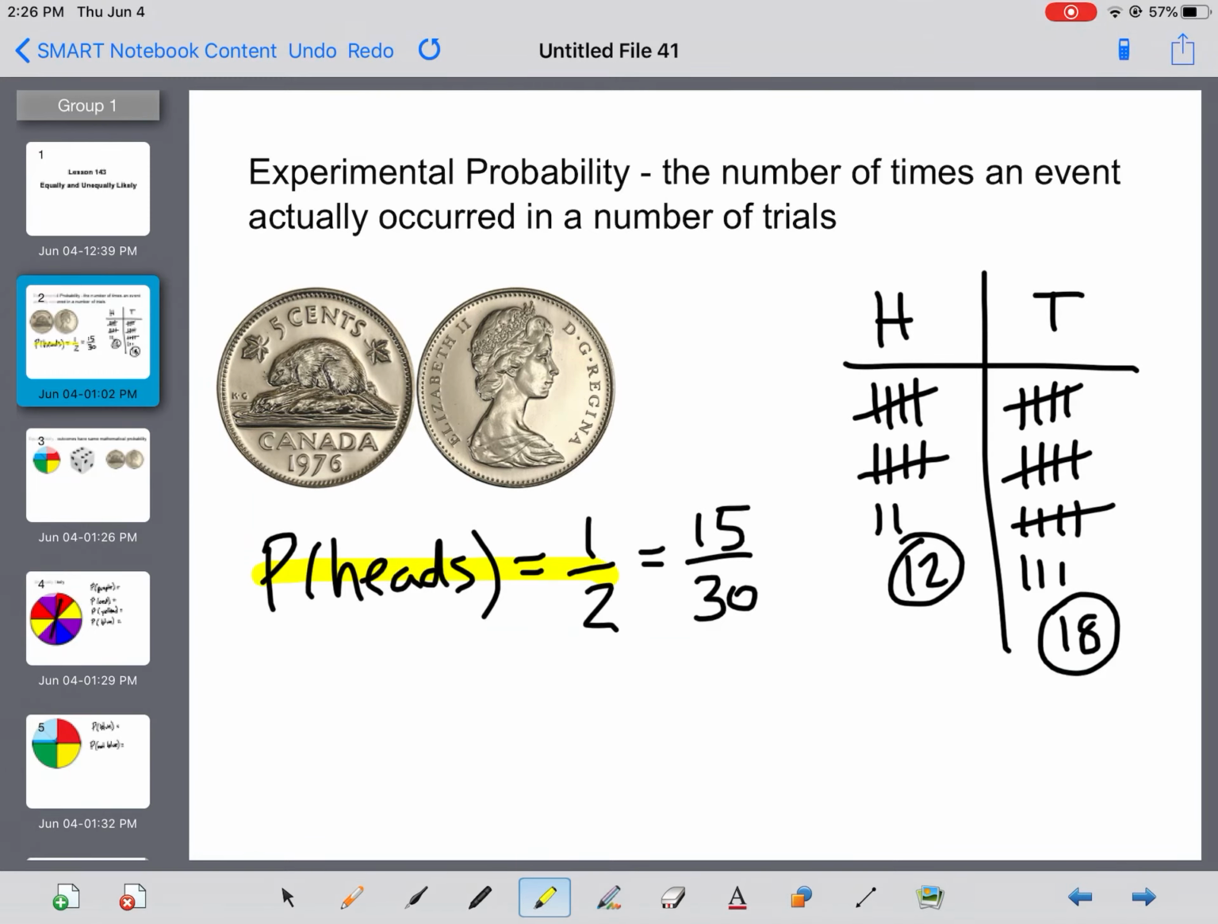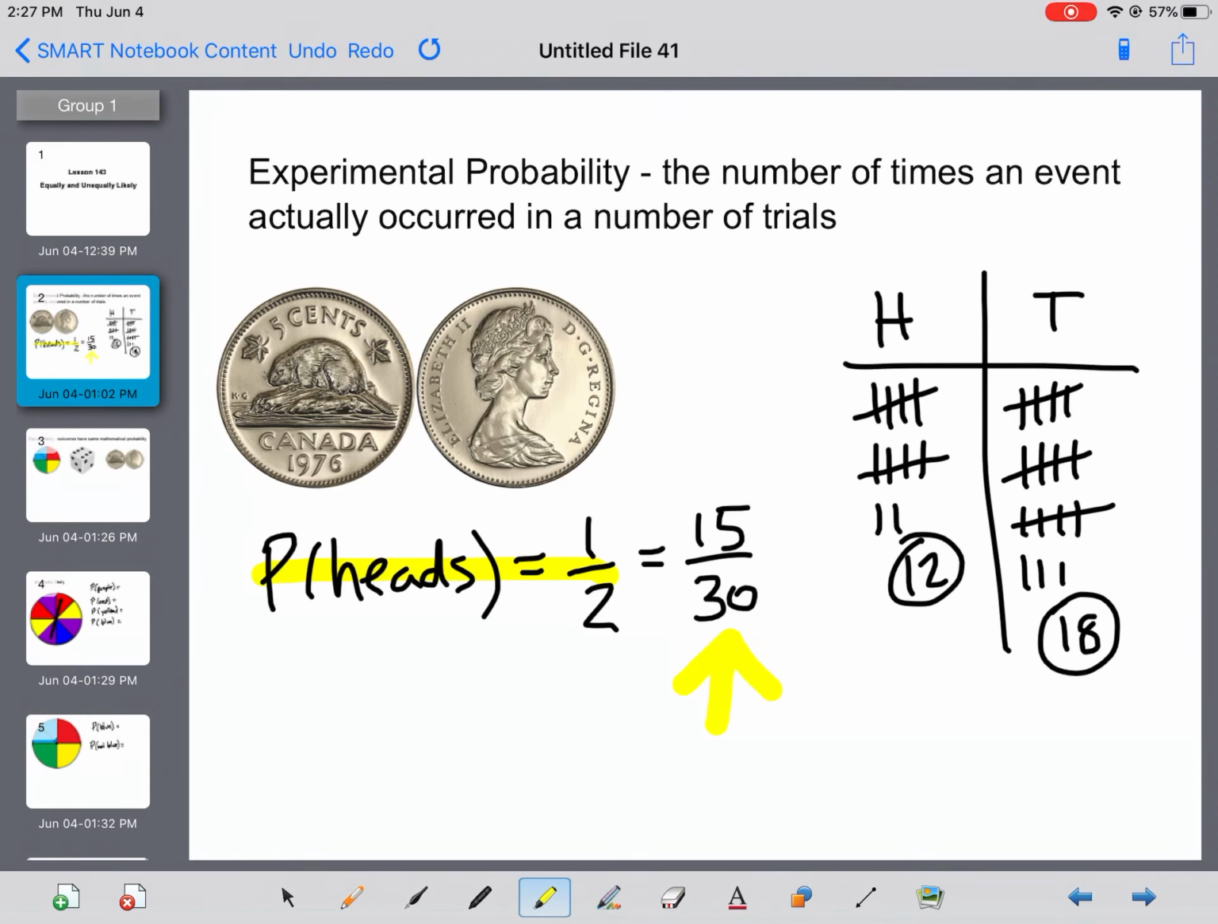And then we used that theoretical probability to predict how many times heads would occur if you flipped a coin 30 times. So you could assume, based on the theoretical probability, that if you flipped a coin 30 times, 15 of those times you would get heads.